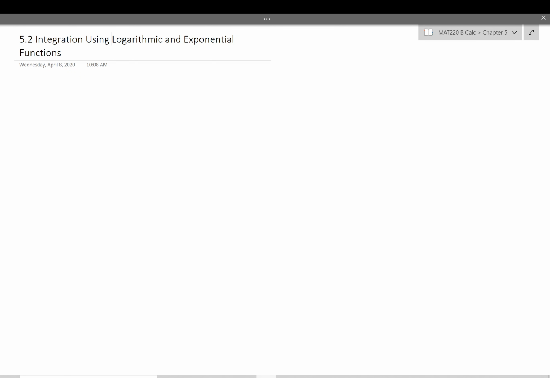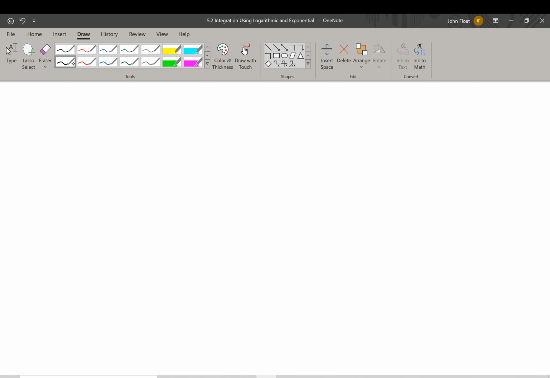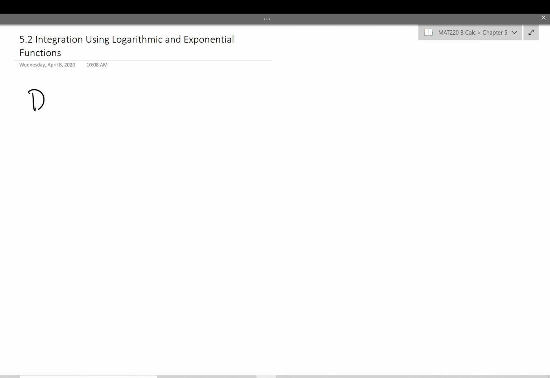Okay, good morning, everybody. So we're going to go over 5.2, which is integrating using logarithmic and exponential functions. So we'll start with the easier one first. Let me make sure I got my black marker here. Yep, we're good. Okay, so we'll start off with just the definition.